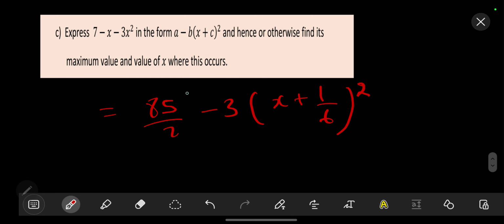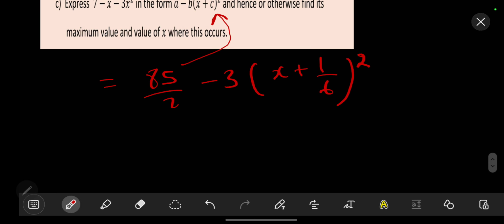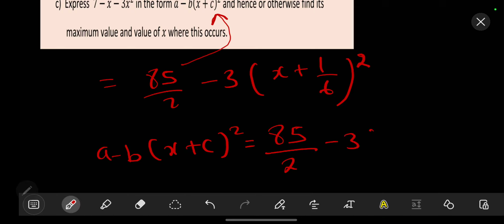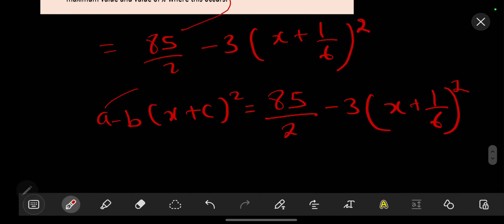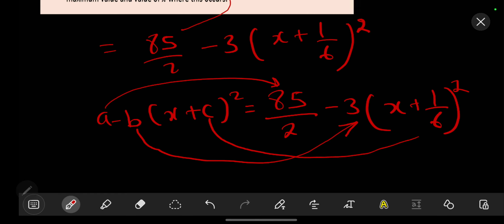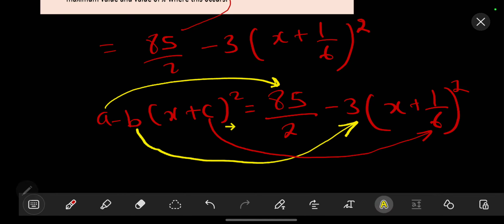So we will find that this and this form are similar. So we can be able to say a minus b, open brackets, x plus c squared should be equal to 85 over 2 minus our 3. Then we have our x plus 1 over 6 to the power of 2. You will realize to say they are very similar. So in this case, your a value is equal to 85 over 2, your b value is equal to a negative 3, then you have your c value is equal to a 1 over 6, like that. So this is what we have according to that.